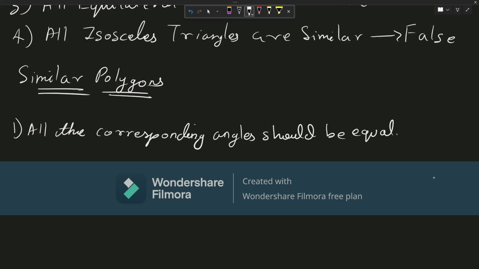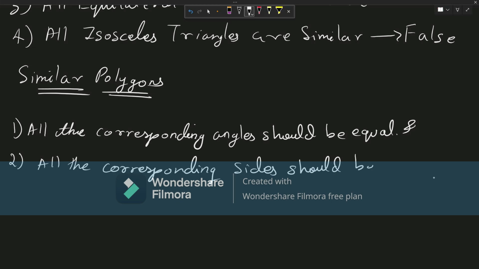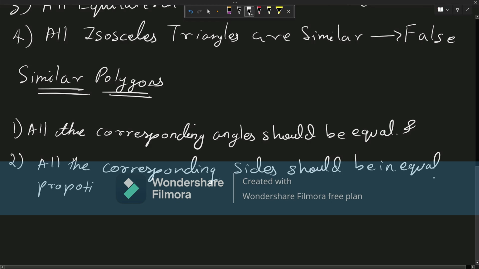Okay. And all the corresponding sides should be in equal proportion. Proportion. Okay.